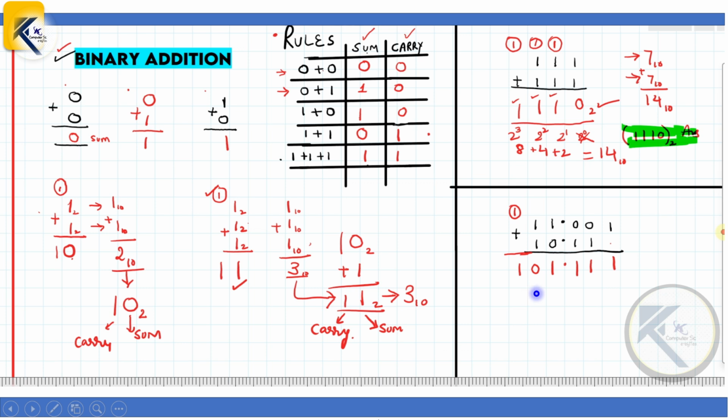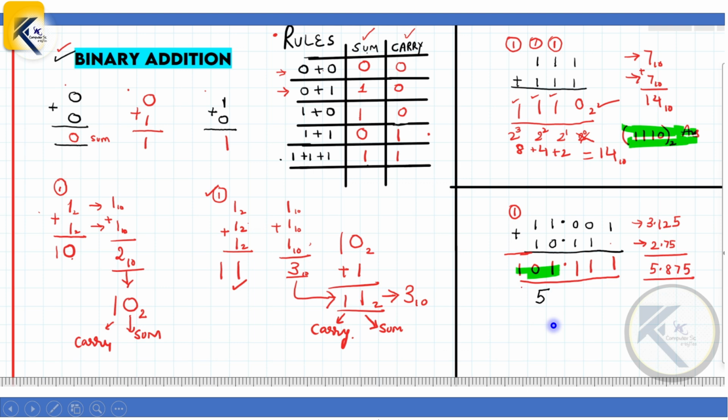We can just quickly verify whether our result is okay. This value is actually 3.125 and 10.11 is equivalent to 2.75 in decimal. If you add these two numbers, you get 5.875. So let us see whether this number is 5.875. The whole number part is 5. 101 in binary is equivalent to 5 in decimal.